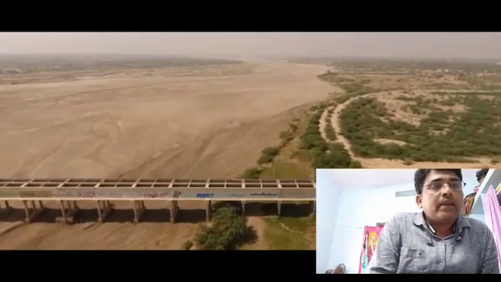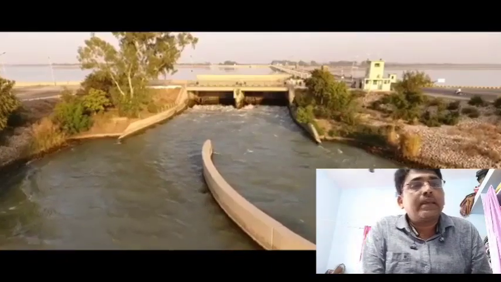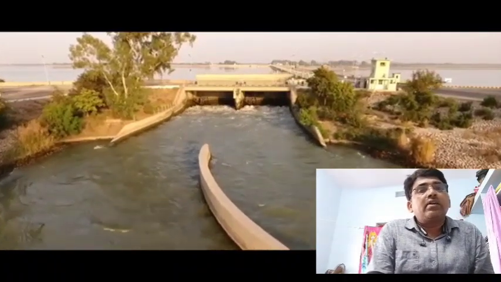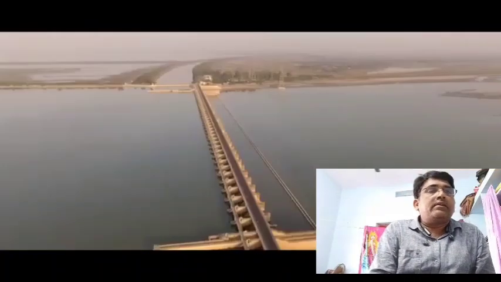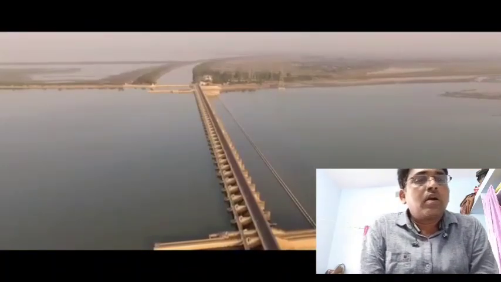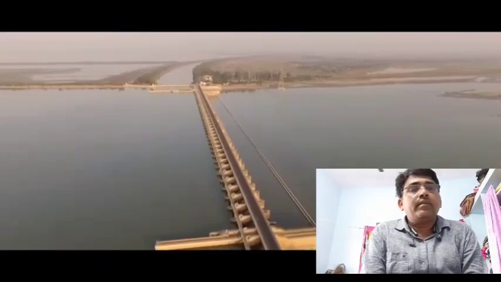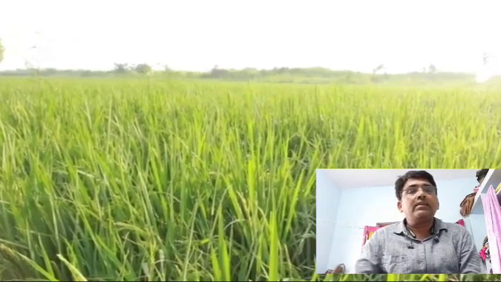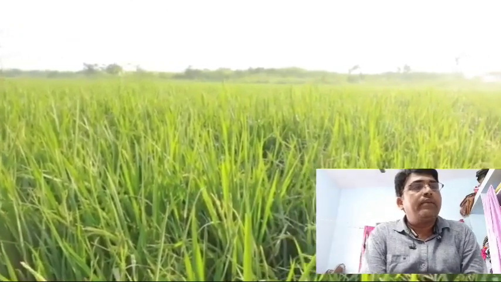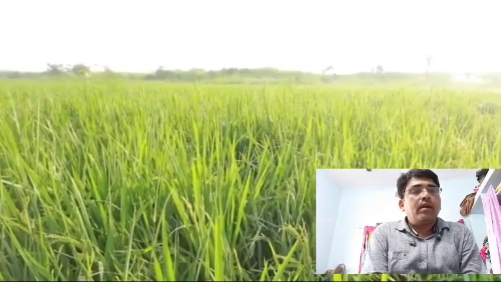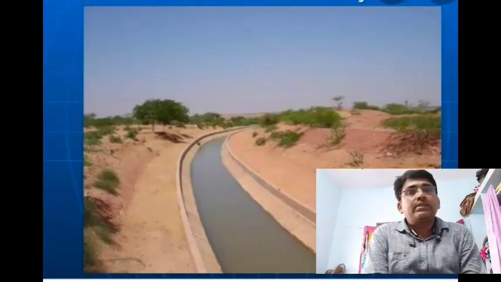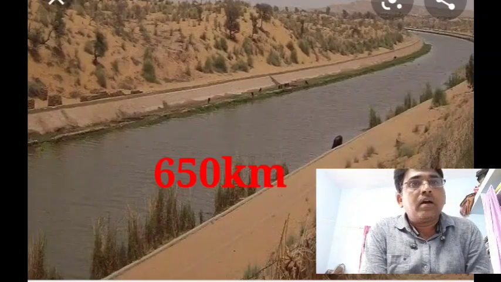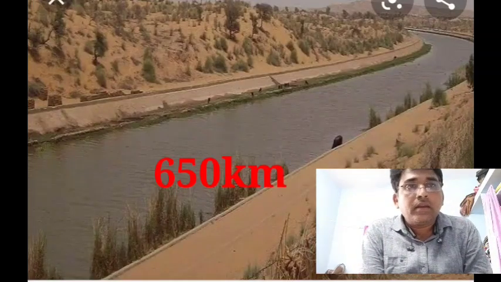In 1958, a huge canal was constructed at the junction of Sutlej and Beas. The canal was called the Indira Gandhi Canal, which provided water for agriculture as well as for hundreds of people living in that region. Its length is about 650 kilometers. This is the longest irrigation canal in India.